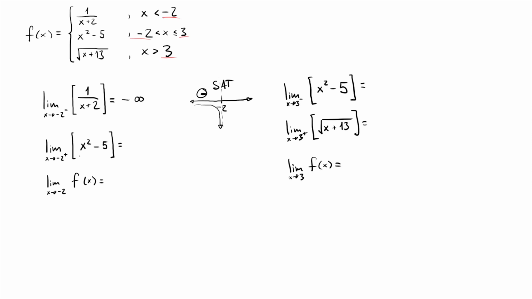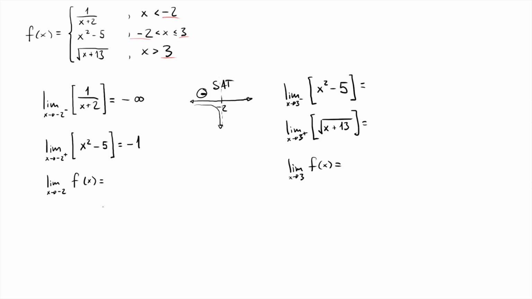Right? We always try substitution first. Well, let's try it. You substitute in -2, you get -2 squared, which is 4. 4 minus 5 is -1. We know that we can solve this because it's just a polynomial. We know how to solve polynomial limits. And we get -1. It's as easy as that.